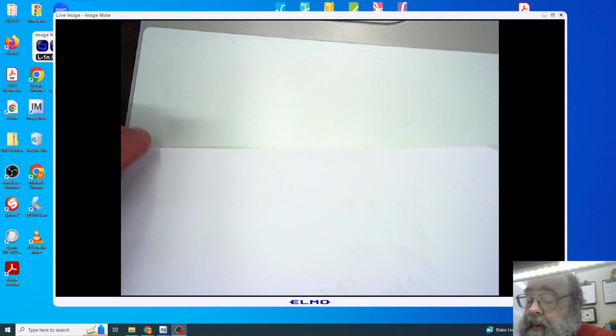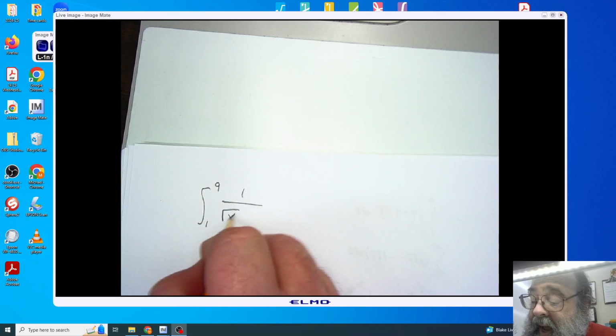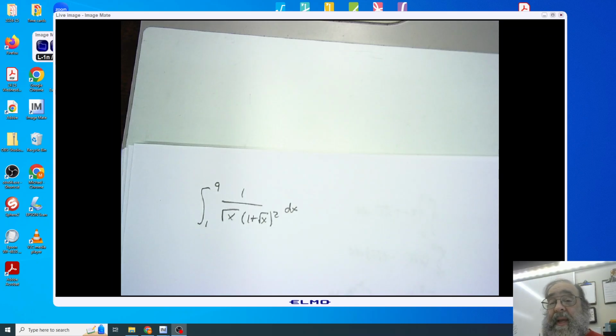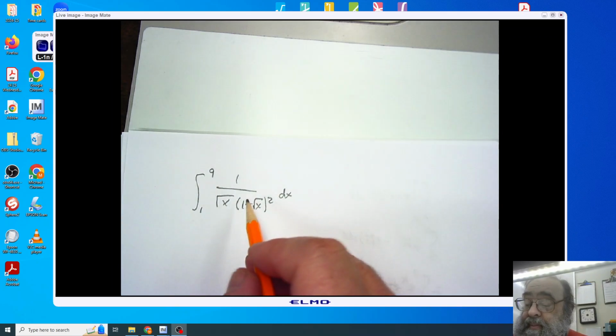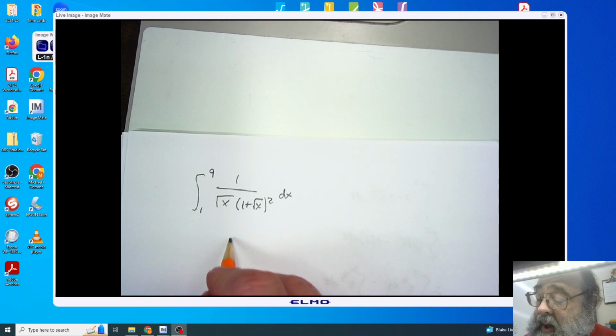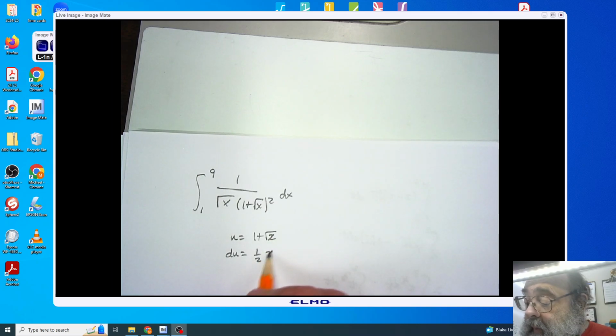Number 2 is the integration from 1 to 9 of 1 over the square root of x, (1 plus root x), the quantity squared, dx. This is a u substitution. I know it's a u substitution because the derivative of the square root of x is 1 over the square root of x times 2. So I'm going to go ahead and use the u sub 1 plus root x. This gives me du equals 1/2 x to the negative 1/2 power.